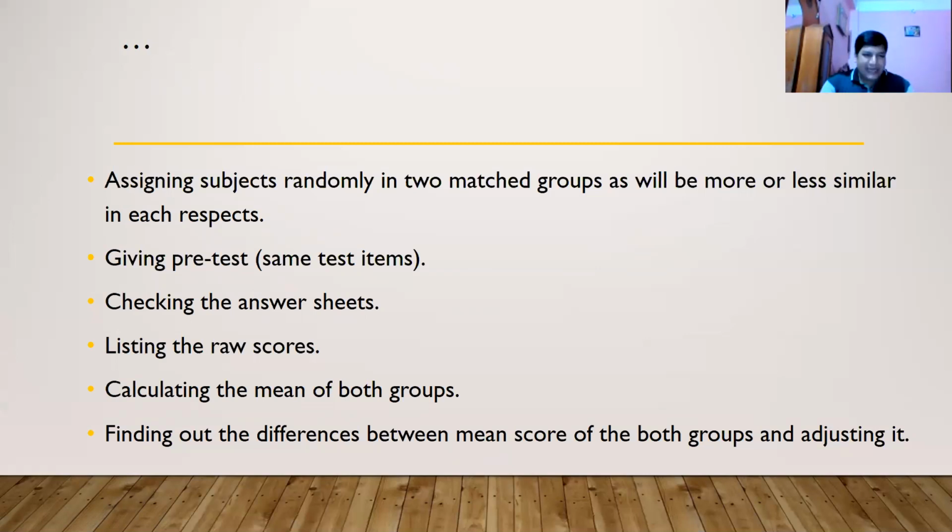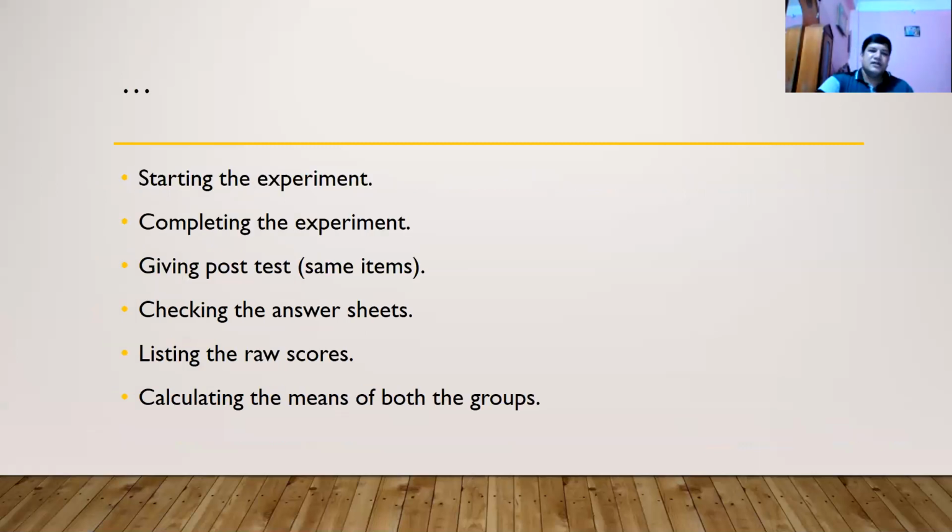To know the existing level of the learners, we have to take the pretest in both groups. We have to check the answer sheets, see the result, and list the raw scores. So these are detailed steps, okay? We have to calculate the mean of both groups and find out the difference between the mean scores of both groups. Then we have to start the true experiment, the real experiment.